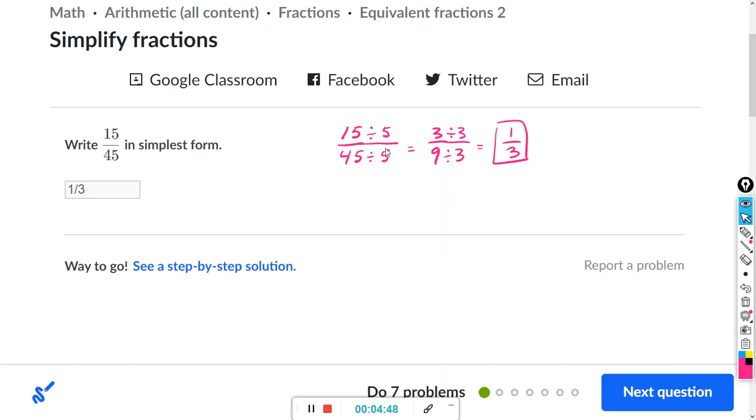All right, so if you can't get the simplest form on the first try, then just divide the numerator and denominator by the same number again until you get the fraction in its reduced or simplest form.